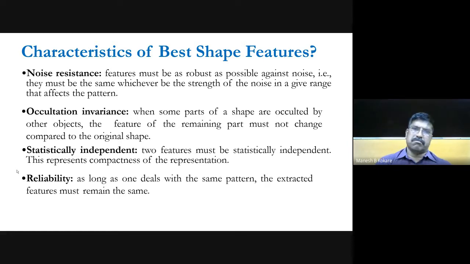The sixth quality of a best shape feature is that it should be statistically independent. Two features must be statistically independent. For example, if I extract the shape feature of this object and this object, the shape feature of this object must be different from the shape feature of that object. Then I will be able to tell that this is different and that is different. Otherwise, the shape feature of both objects is the same. For example, both are rectangular, but one is a remote and the other is a spectacle case.